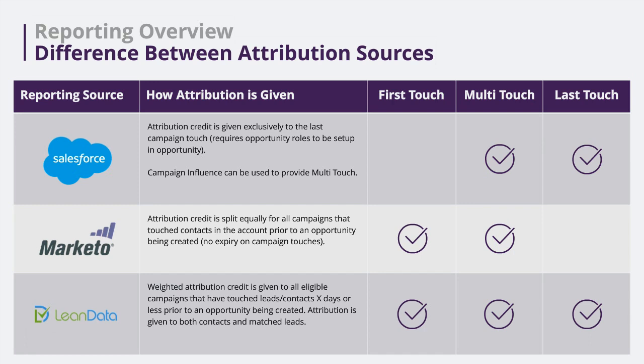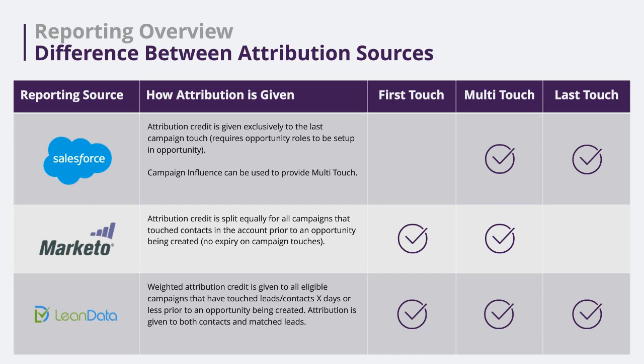With LeanData, we actually get the full circle in terms of first touch, multi-touch, and last touch reporting. With the reporting, we can give weighted attribution credit to eligible campaigns. That's to say that you could define the fact that a trade show campaign touch is worth more than an email campaign touch, for example. And here we're taking into account both leads and contacts, and we can define the number of days prior to an opportunity being created for attribution credit. So that's where you may have an opportunity generated in 2017, and you're not giving credit to a campaign touch that happened in 2011. And it's important to point out that we take into account both contacts and matched leads.